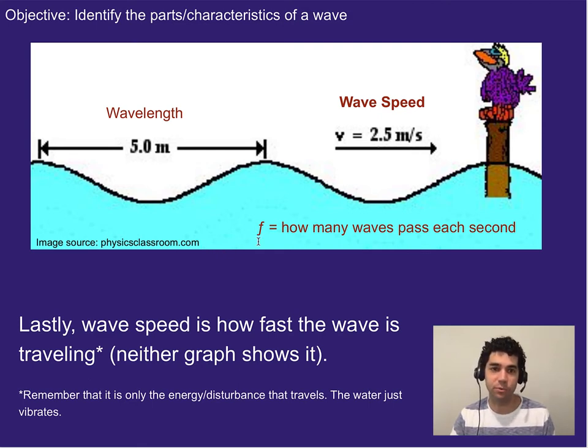Now, in a moment, we're going to talk about how to get there from wavelength and frequency. But for now, just think of it as any other speed. So how fast does this crest right here reach this bird sitting on a peg? That is what wave speed is.